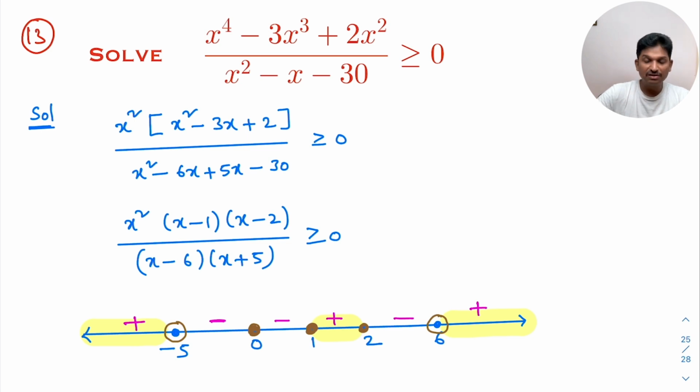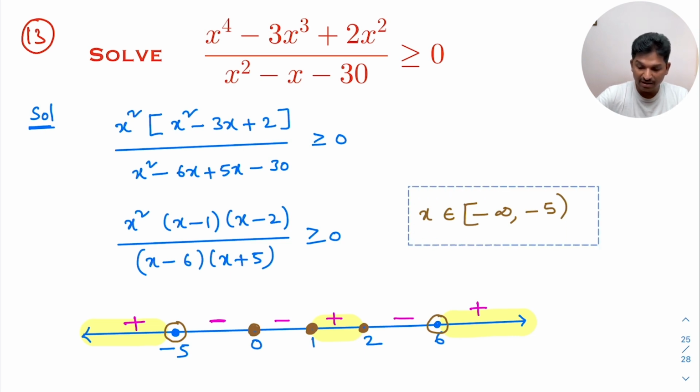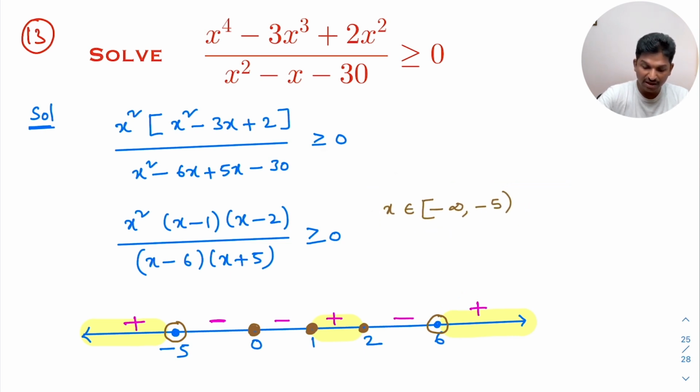The solution for this, I'll write here. The solution for this is x belongs to minus infinity to minus 5, not included. So, for minus 5, it's an open interval. Okay. Union. See, 1, 2, both are included. That means closed interval 1, 2. Union. You observe this. Open interval 6 to infinity. 6 is not included.